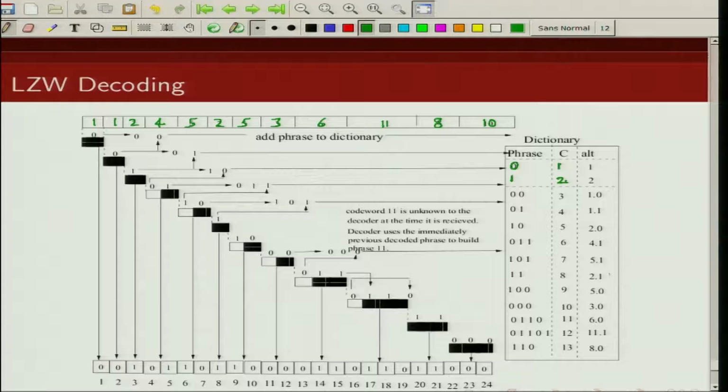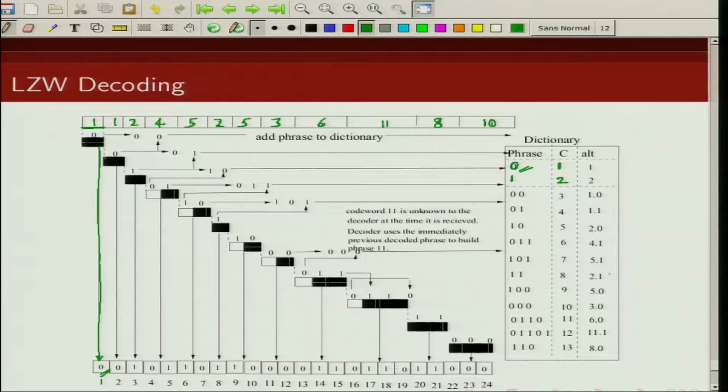Alright, now next I start decoding. What I received is 1. Now what is 1? Code word 1 corresponds to phrase 0. So this will be decoded as 0.